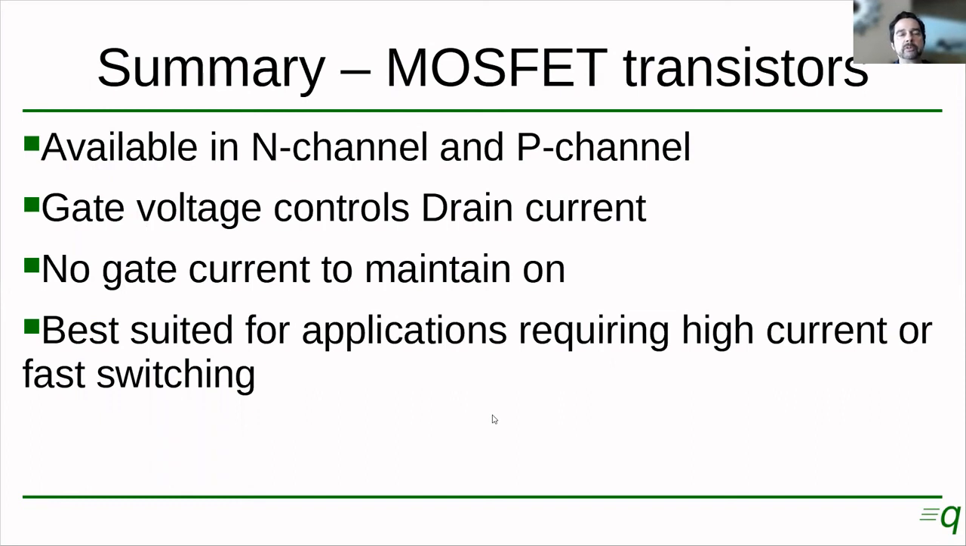Let's do a quick recap of what we saw today. Today we studied MOSFET transistors, and we learned that they are available in N-channel and P-channel configurations or polarities. We learned that the gate voltage controls the drain current. We learned that they have no gate current to maintain the transistor on, but remember, because the gate acts as a tiny capacitor, you need some current to charge and discharge the capacitor. And MOSFETs are best suited for applications requiring high current or fast switching.